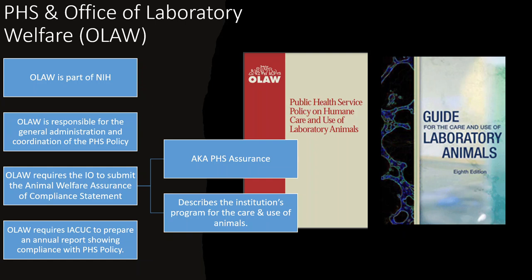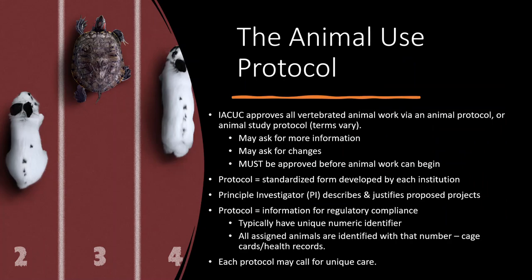The Institutional Animal Care and Use Committee, IACUC, plays a crucial role in demonstrating compliance. The IACUC is responsible for preparing an annual report for OLAW, which documents the institution's adherence to the PHS policy throughout the year.